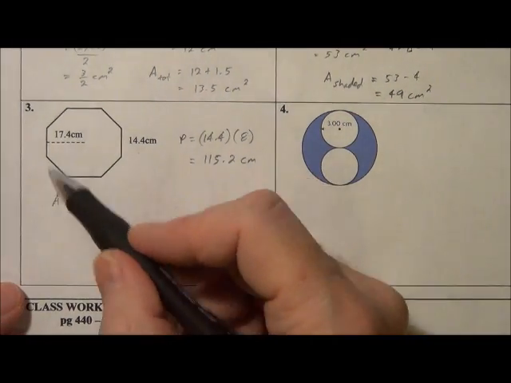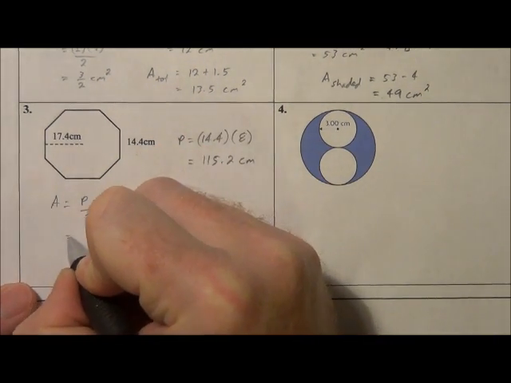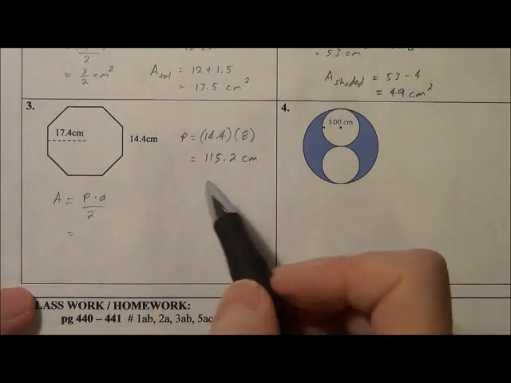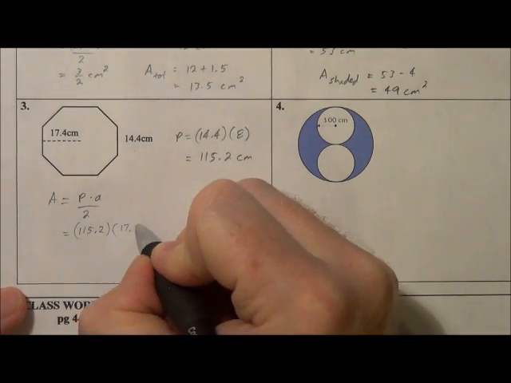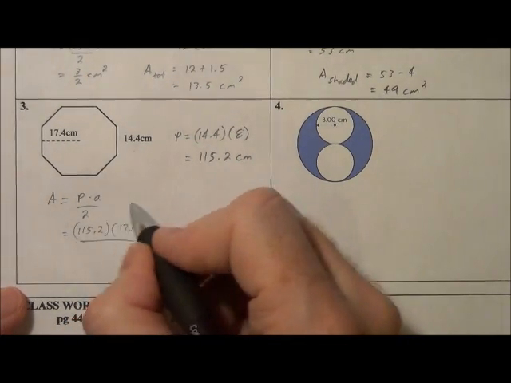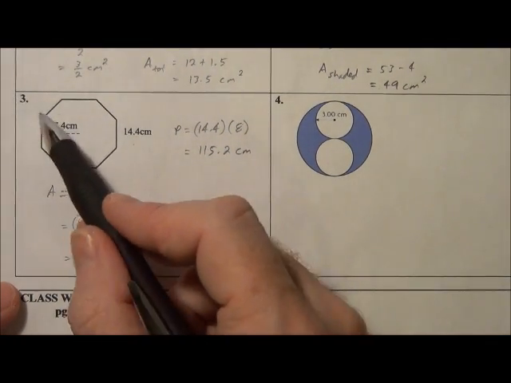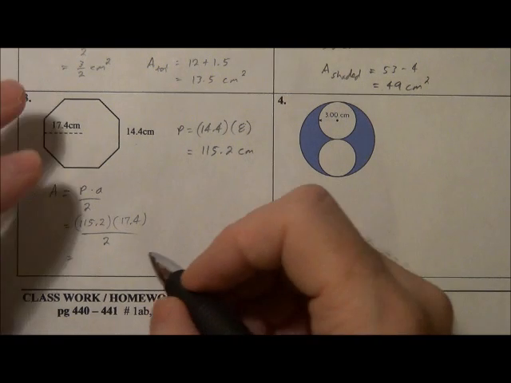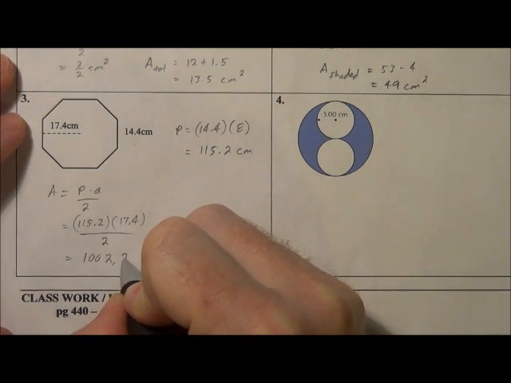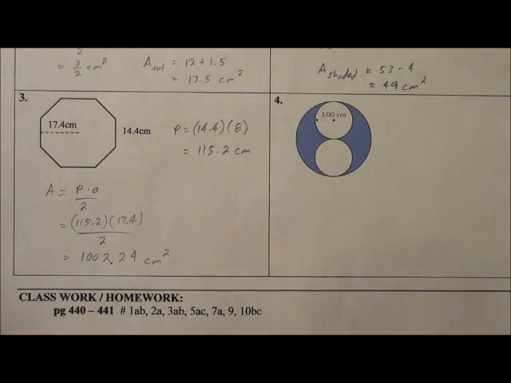And so then the area of this octagon is the perimeter times the apothem divided by 2. So I'm going to substitute in 115.2 multiplied by the apothem, which is 17.4. And then we'll divide it by 2, because we're looking at areas of isosceles triangles inside the octagon. And we'll just multiply all that together and divide, and we get 1002.24 centimeters squared because it's area.